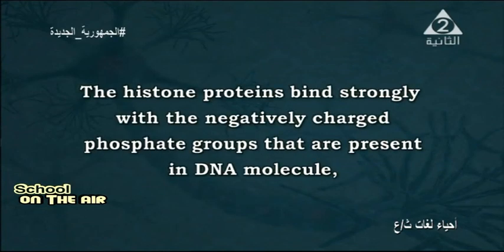Histone is a type of protein that binds strongly with the negatively charged phosphate groups that are present in the DNA molecule. You know that DNA consists of nucleotides. This nucleotide consists of 5 carbon atoms. Carbon number 1 joins with the nitrogenous base, while carbon number 5 joins with the phosphate group.